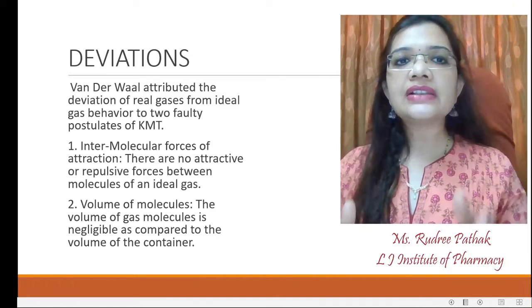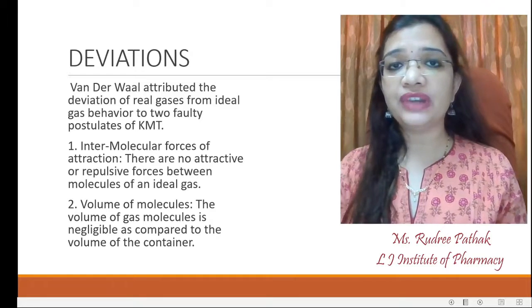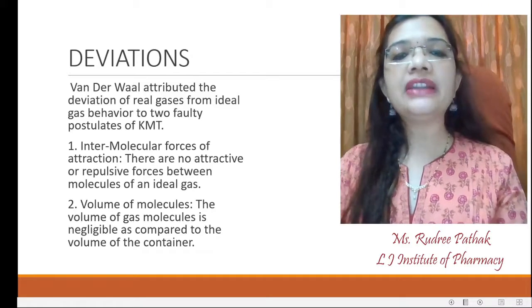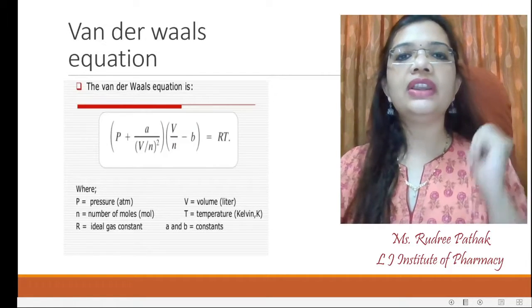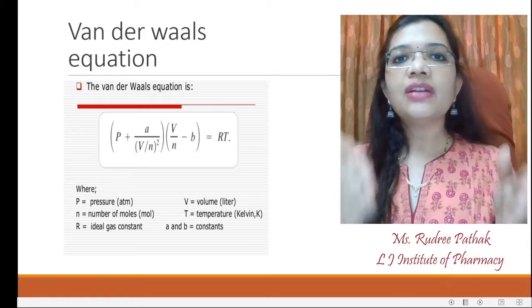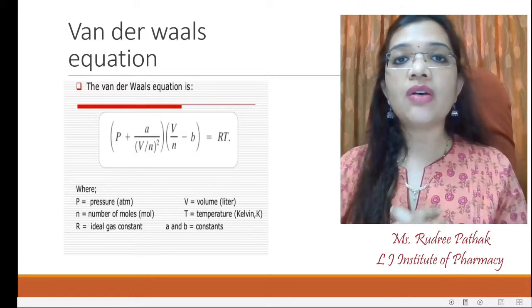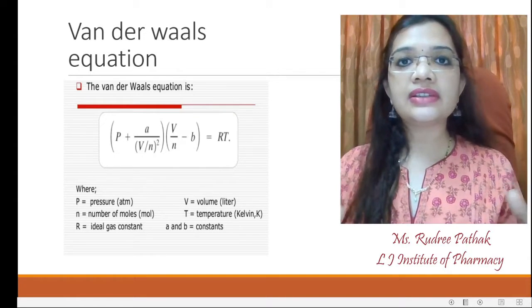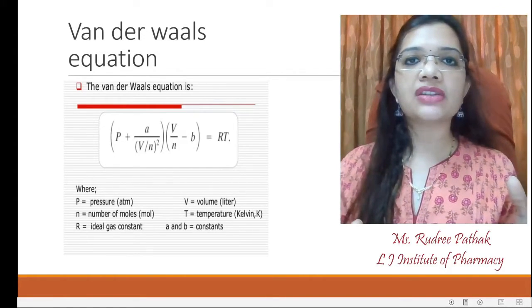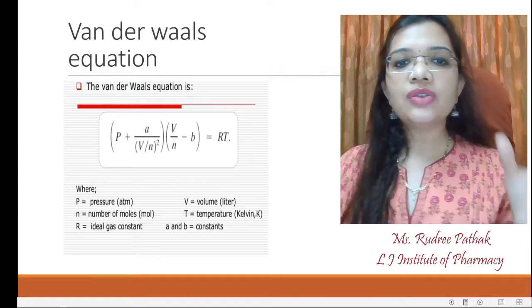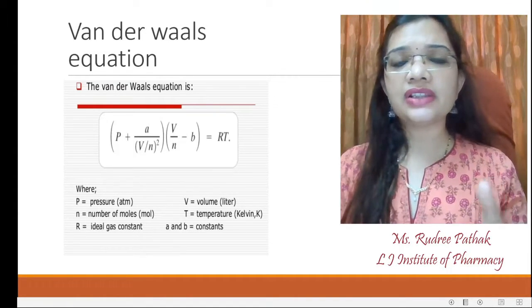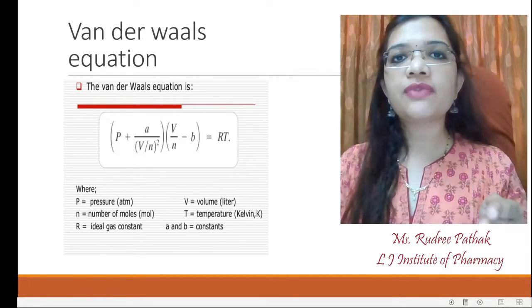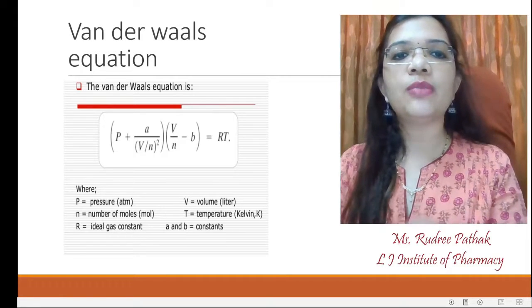So real gases deviate from these postulates of kinetic molecular theory, and we have a separate equation for that, which is shown over here in the slide. This particular equation is based on the real situation or deviations which a gaseous system shows at low temperature and high pressures. So this is utilized for calculation of certain parameters when the system deviates from the ideal postulates of kinetic molecular theory.